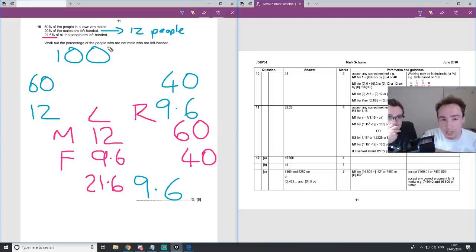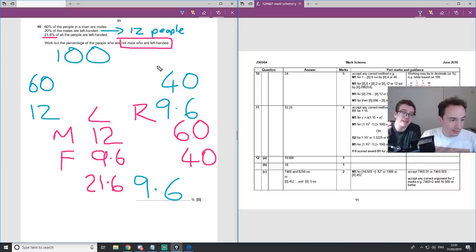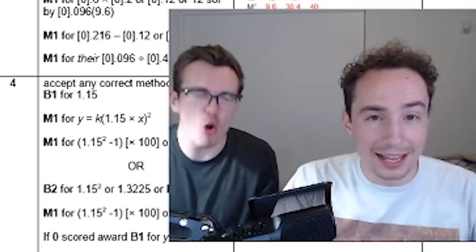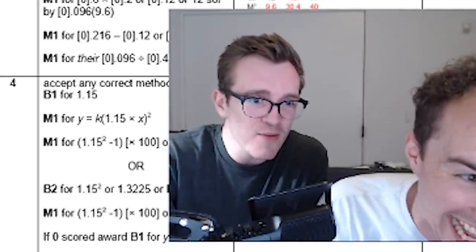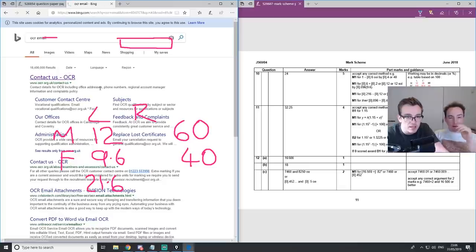What it asked was: work out the percentage of the people who are not male and left-handed. But the wording is terrible. Trash. OCR, what's their email? I'm not being funny, that is truly horrific. That is horrible. I love that we just got working out all over the screen.